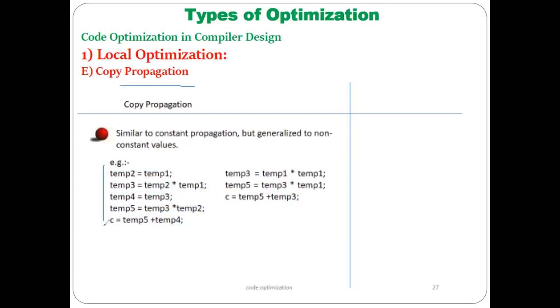Understood? So this is a continuous sequence of statements. You can call it one basic block, and if the optimization is performed within the basic block, that is referred to as copy propagation local optimization. Understood?